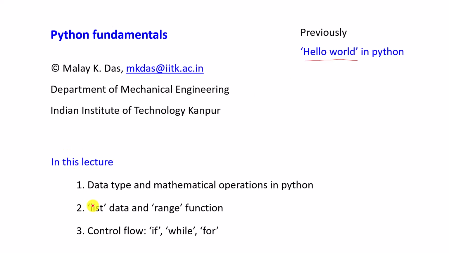Now in this lecture, we'll go slightly deeper into Python. We'll discuss different data types in Python. In the last lecture, we saw only the string data type. In this lecture, we will see a few more data types, some mathematical operations, and data structures with Python. Then we'll particularly look at the list type of data structure and the range function, which will be a useful function for us.